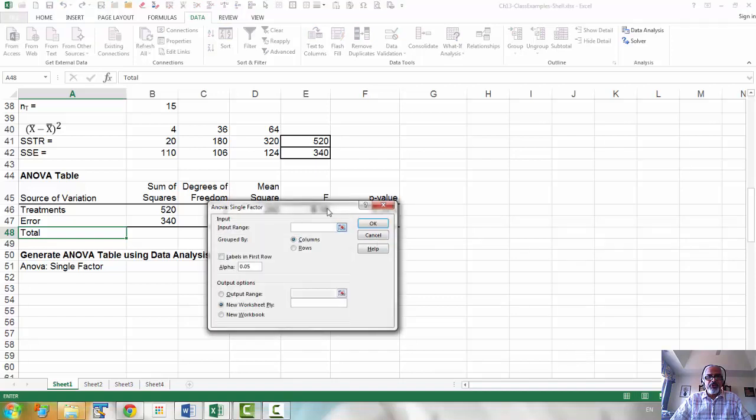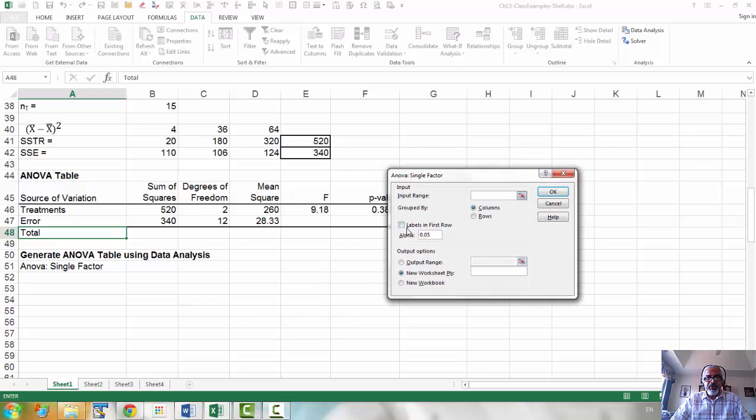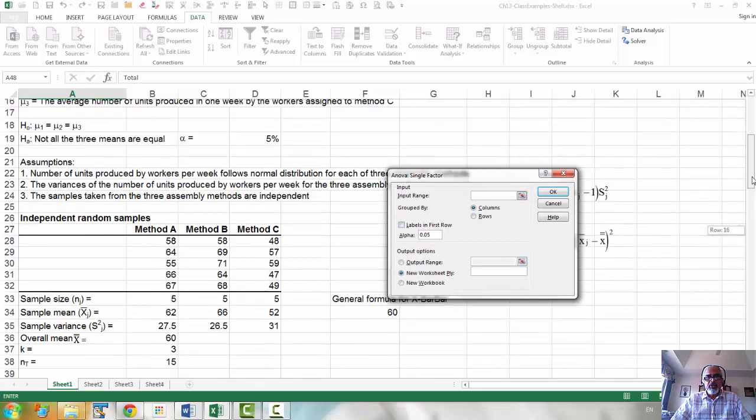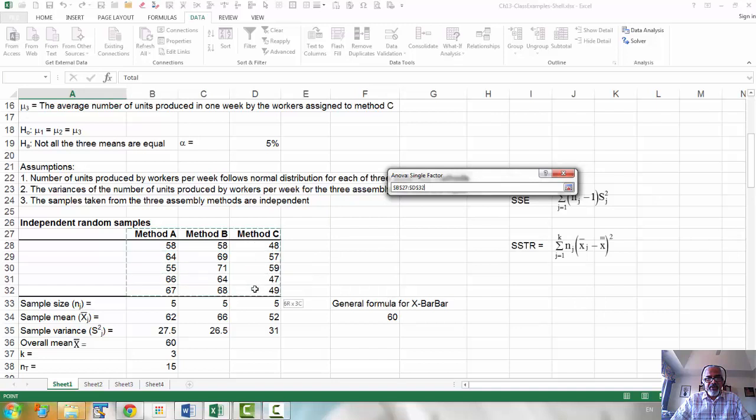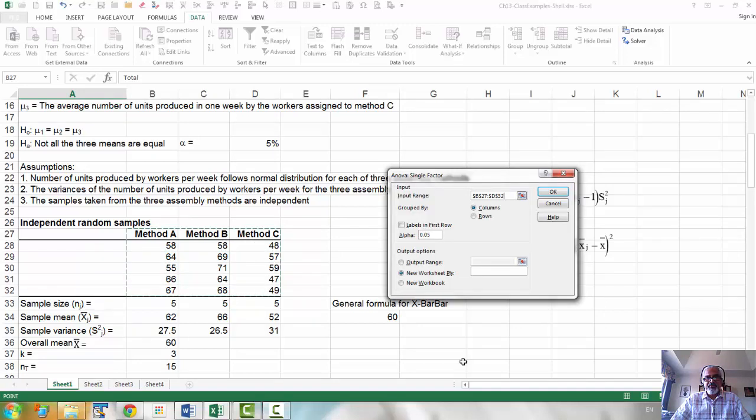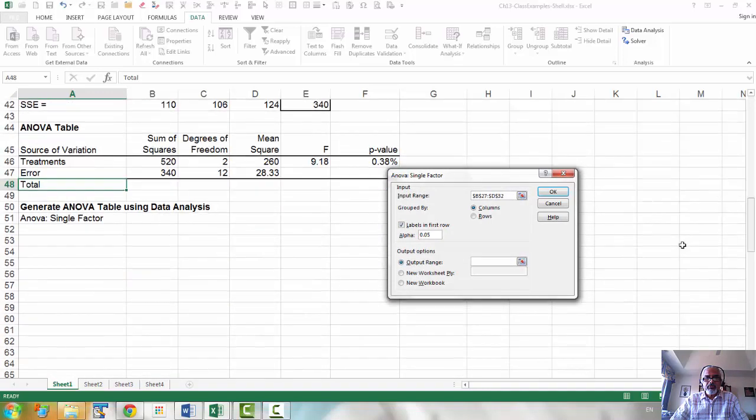Okay, then input range, and it allows for labels in the first row. So go back up, starting from the labels. Let's highlight the entire data set. Okay, now make sure that you check labels, and alpha is 0.05. And let's put the output starting from here. Okay, click OK.